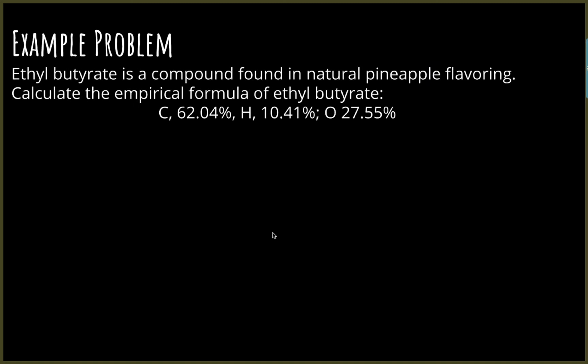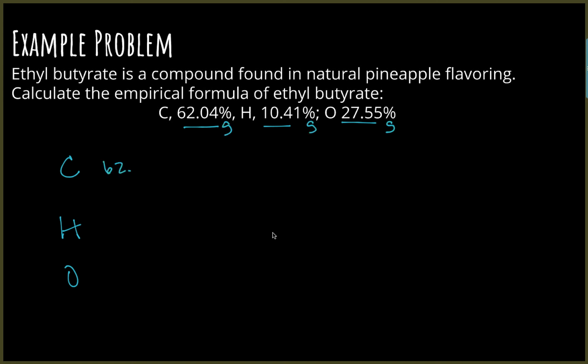Okay, last example. This one is for ethyl butyrate. So this is a compound that's found in natural pineapple flavoring. So this is, calculate the empirical formula of ethyl butyrate. So it has carbon, hydrogen, and oxygen in it. And it gives me the amounts of each. And again, my percents, I'm going to just make those grams.